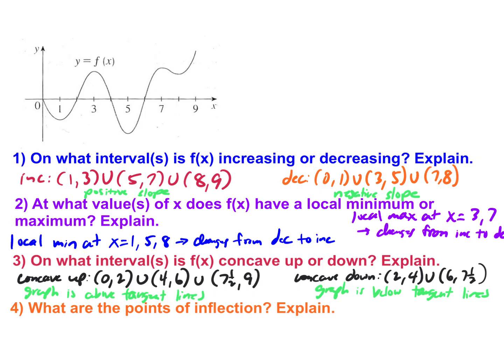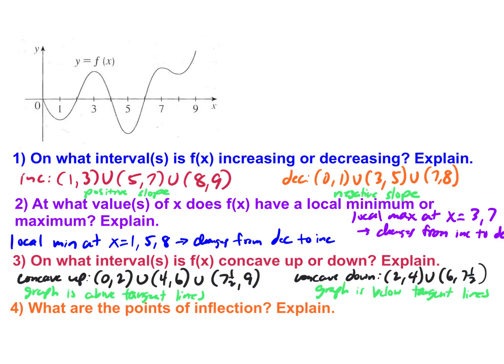1, -1. Nope. Okay, so I have one here. I have one here. Do I have one here? No. Well, so let's just compare. At 2 it goes from concave up to concave down until we get to 4. And then at 4 it goes from concave down to concave up. And then at 6 it goes from concave up to concave down. And then at 7.5 it goes from concave down to concave up.